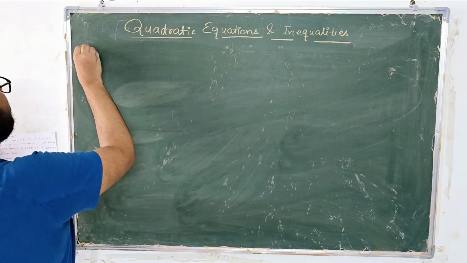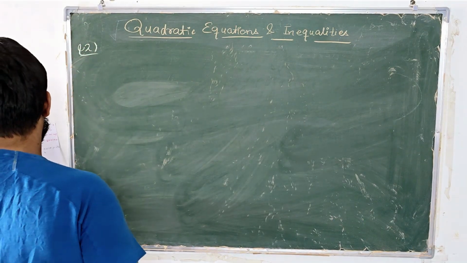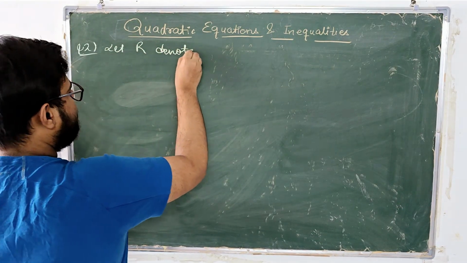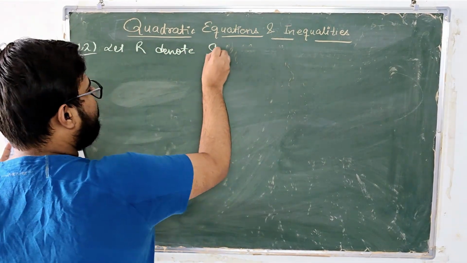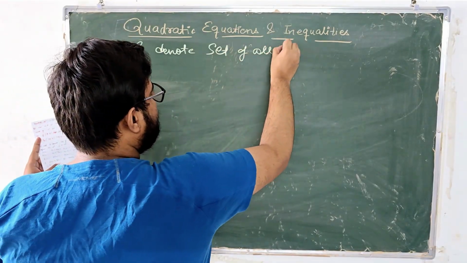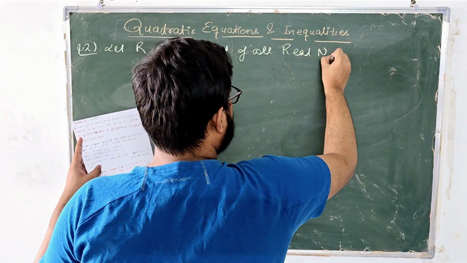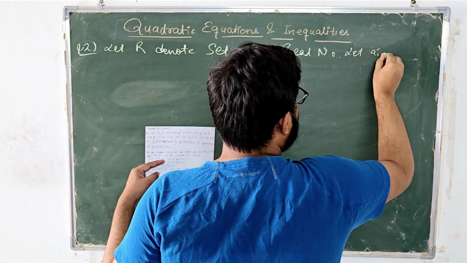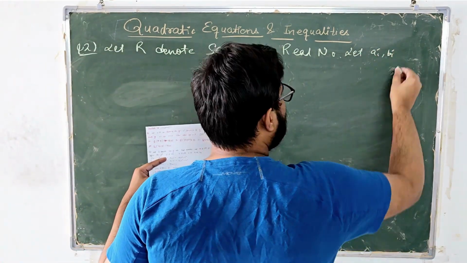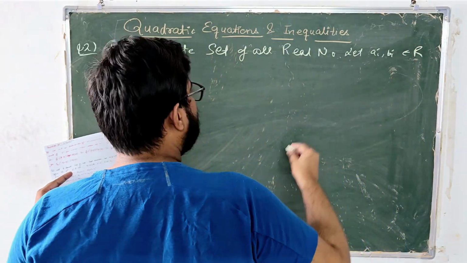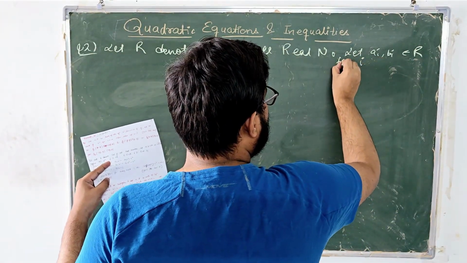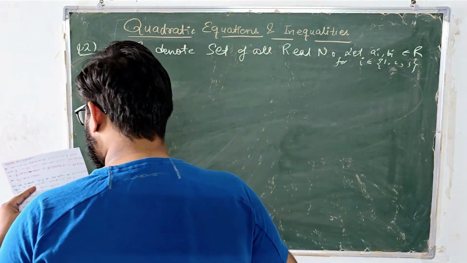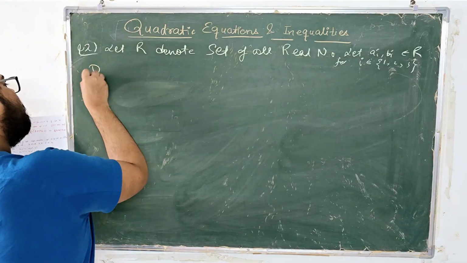Now let's see question number 2. Let R denote the set of all real numbers, that's obvious. And let a_i and b_i belong to real numbers, for i belonging to 1, 2 and 3. So we will define a function.